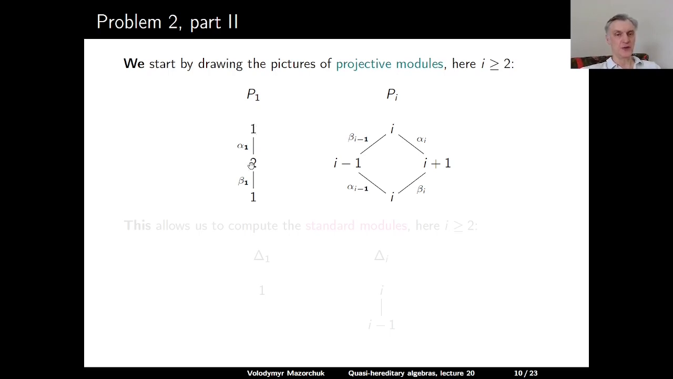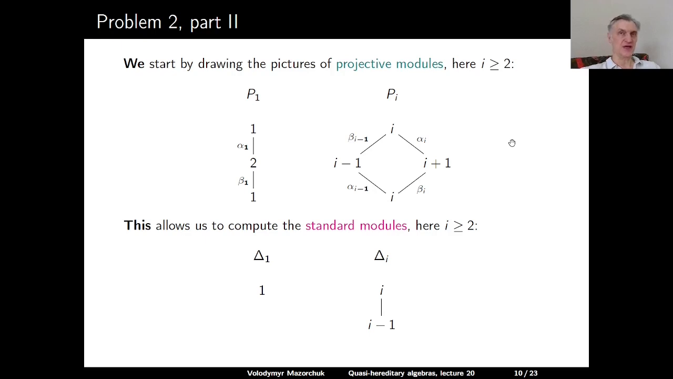From 1 we can only go to 2 by alpha 1 and then come back to 1 by beta 1, and then we cannot do anything. And for any i greater than or equal to 2, Pi looks as follows. From i we can go by alpha i to i plus 1, or by beta i minus 1 to i minus 1, and then we can come back to i using alpha i minus 1 or beta i respectively, and this diagram commutes. So this allows us to compute the standard modules.